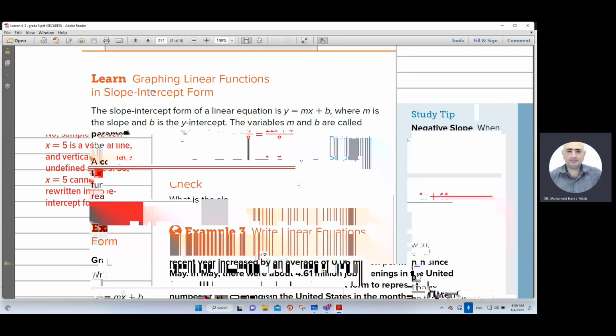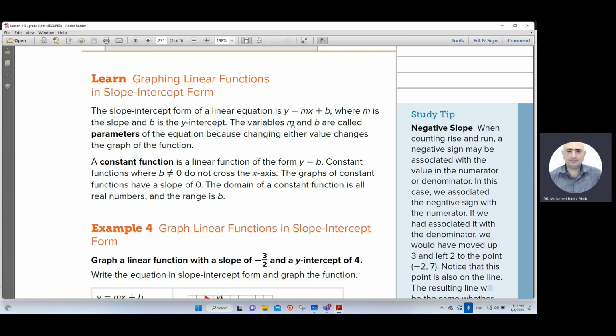Okay. Write this new title, please. Write a new page. Graphing linear functions in slope-intercept form. The slope-intercept form of a linear equation is y equals mx plus b, where m is the slope and b is the y-intercept. The variables m and b are called parameters.